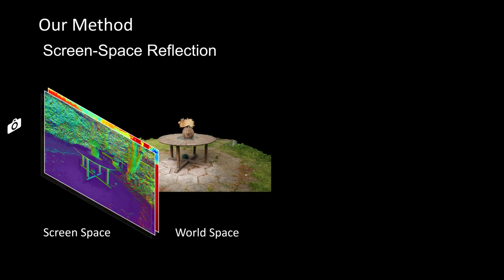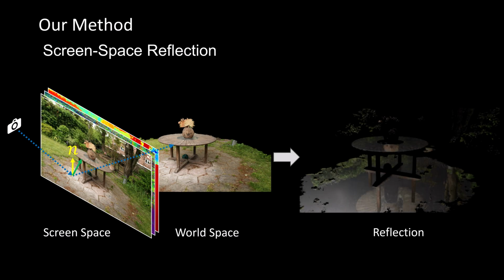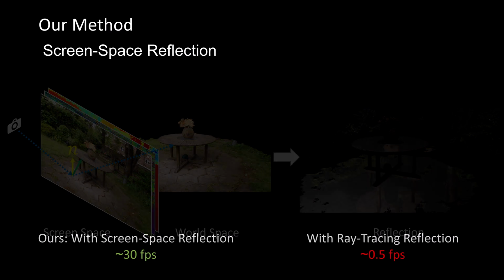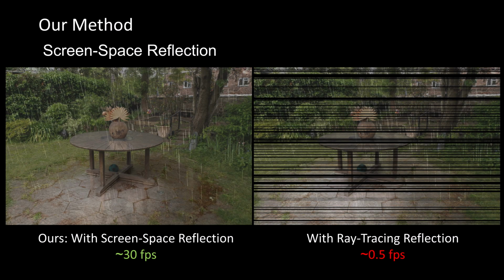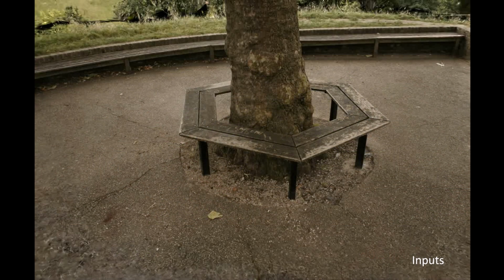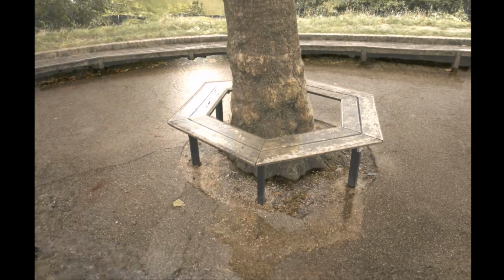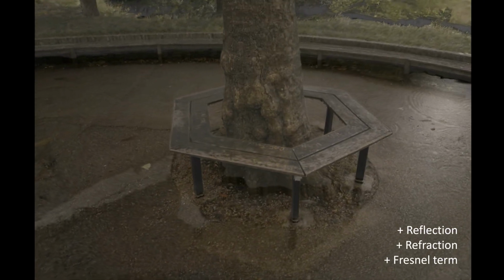Specifically, we compute screen space reflection by tracing view-reflected rays using depth and normal maps, enabling fast and realistic water reflections. Our screen space reflection achieves similar quality but runs 60 times faster than ray tracing at 30 fps. We show the effects of each element. We add reflections, refraction with Fresnel term, and finally falling raindrops.